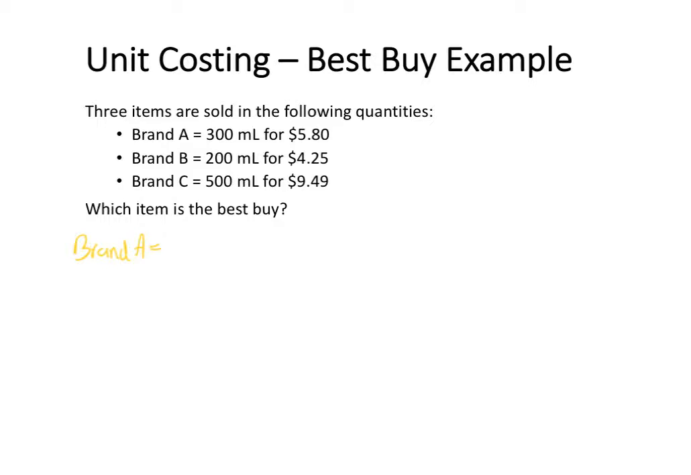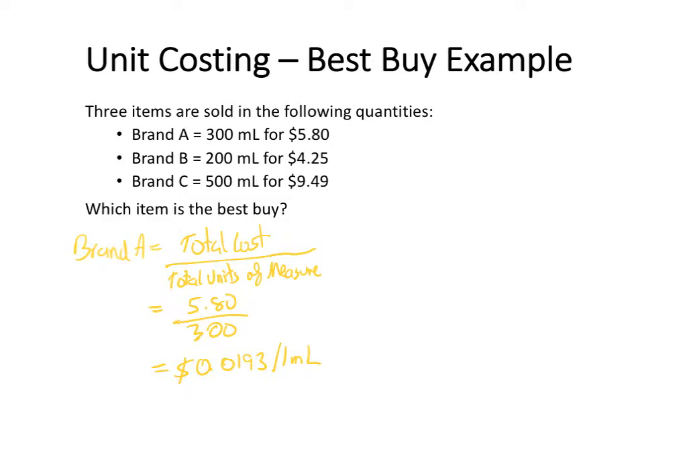and our formula is going to be total cost over total units of measure. So substituting in our values, it's going to be $5.80 divided by 300. And when we write our answer, we're going to write it to 4 decimal places this time instead of the usual 2 to make sure we're getting enough information to determine the best buy. So per milliliter, it is going to be 0.0193 cents per 1 milliliter.